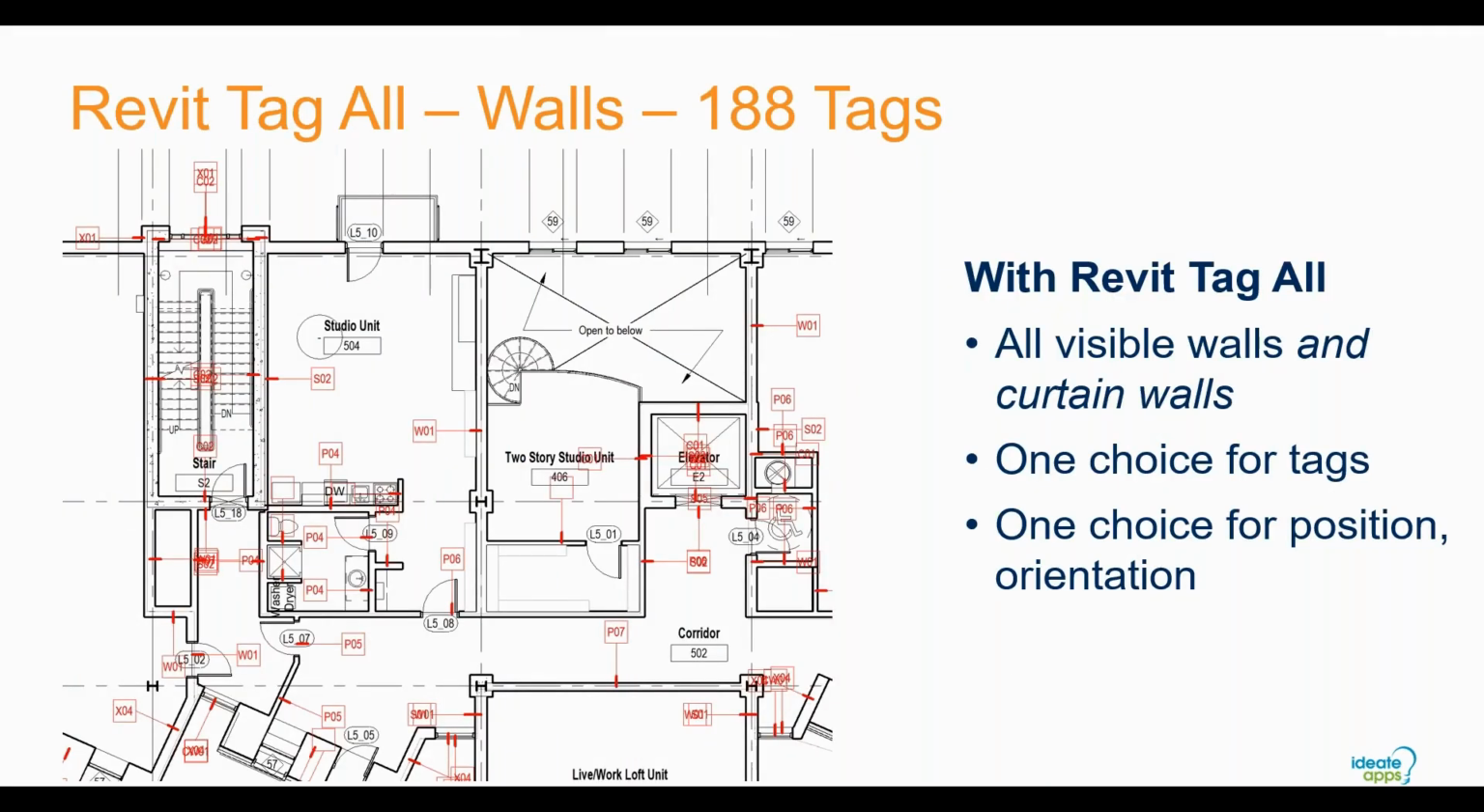This is if I wanted to tag all the walls in that particular view using the Tag All Not Tagged command. That's what you get, and there's no choice for orientation of tags. There's no choice for what type of tag you want to use, and it's tagging everything, including curtain walls and other types of walls as well. So you don't have any control over what gets tagged.